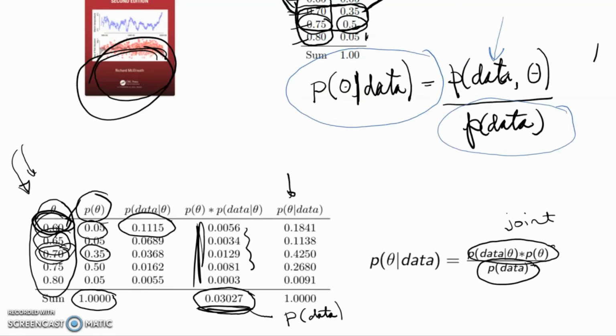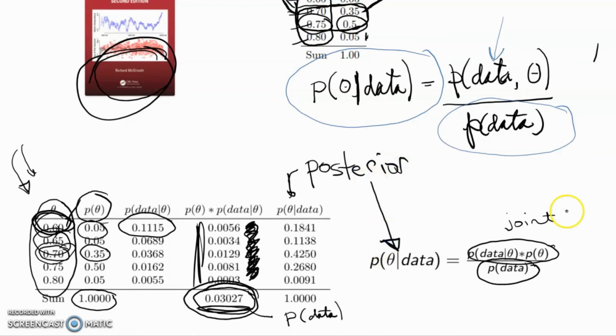So what we're going to do is take each one of these joint probabilities, divide it by the marginal probability of the data, and that's going to give us what we really want. The probability of theta given the data. And this is our goal. This is the posterior. This is the posterior distribution. It was obtained by dividing the joint by the marginal. And it's kind of interesting to see what has happened here.